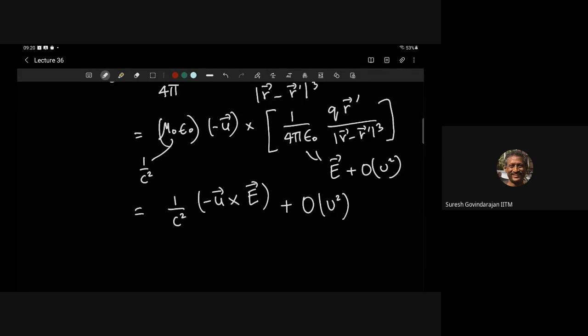What I'm saying is E prime, already there's a u here. There might be corrections to E prime of the order of u, but u into u is u square, so we are not interested in that. We are interested only in order 0. At order 0, E prime is E. We know that also. That's all I'm doing.